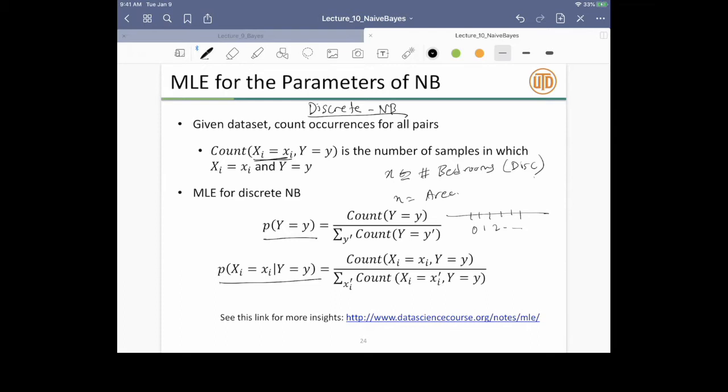So I see my data set, and suppose I look at this particular quantity, which is essentially the probability of y equal to y. This probability is very intuitive. All I do is I take a count of the number of examples which are of class small y, and I divide that by the total number of examples. And that is my discrete estimate of the probability y equal to small y. For the features it is a little bit more difficult, but it's basically the same.